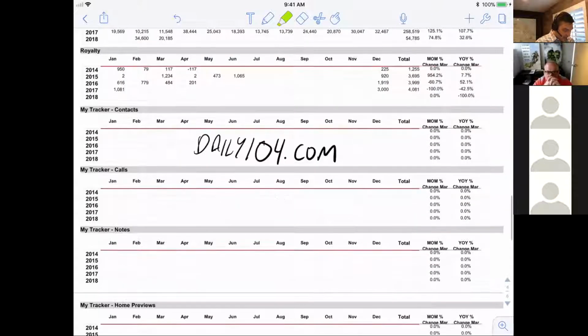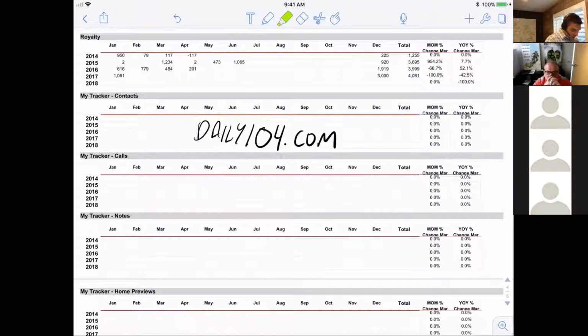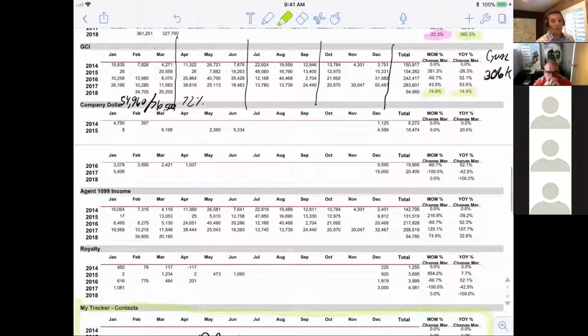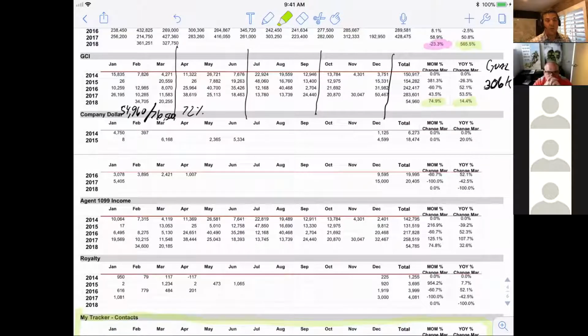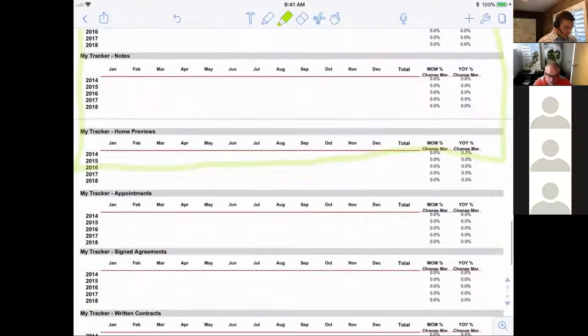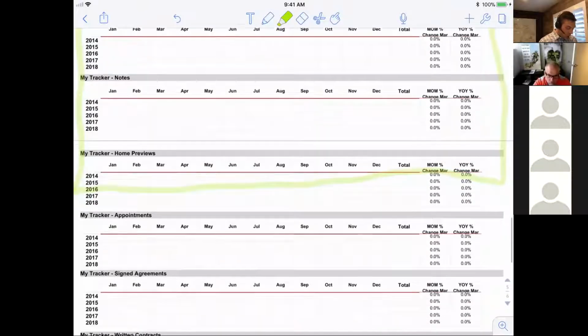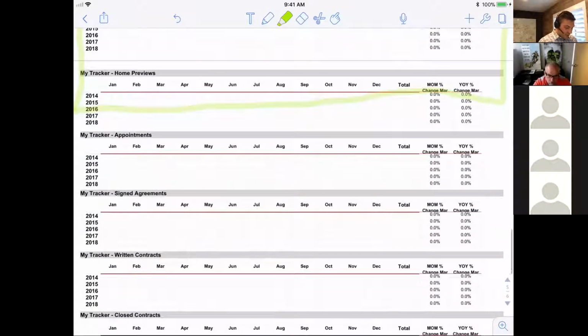So down the rest of these, you can see this whole section here, starting with the ones that say My Tracker. You can see that there's no recording of numbers here. So all the numbers you see on this multi-year trend report, these numbers are things that we track for you. So when you fill out green sheets and you submit into the process and you're using .loop, we track all these numbers for you. The things that we cannot track for you are how many appointments you're going on, how many calls you made, how many notes you wrote, how many homes you previewed, how many signed agreements you took.